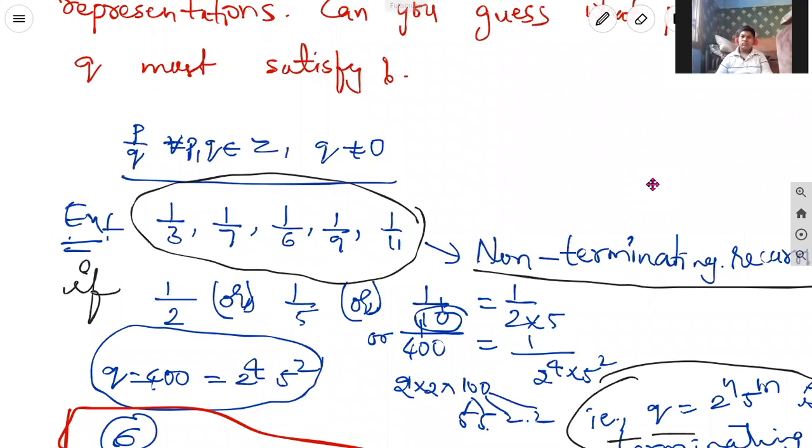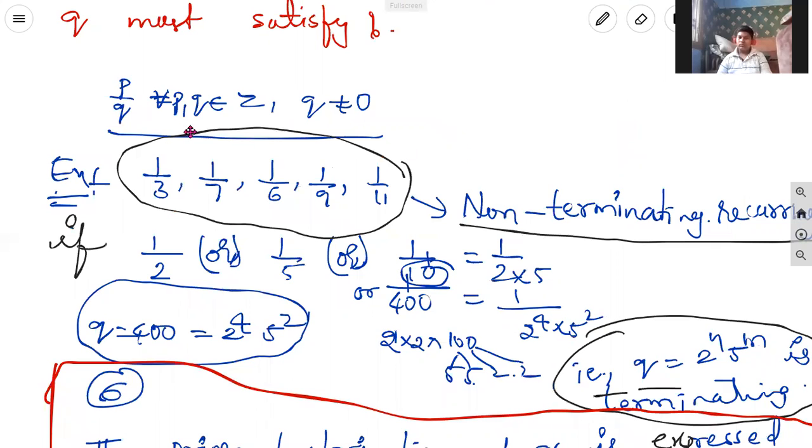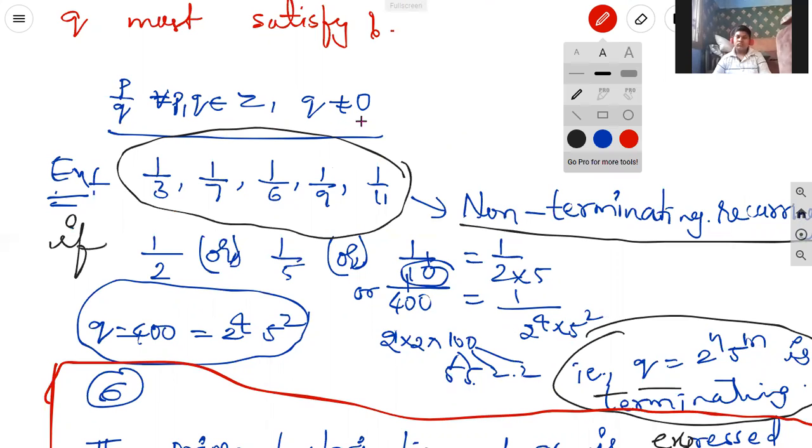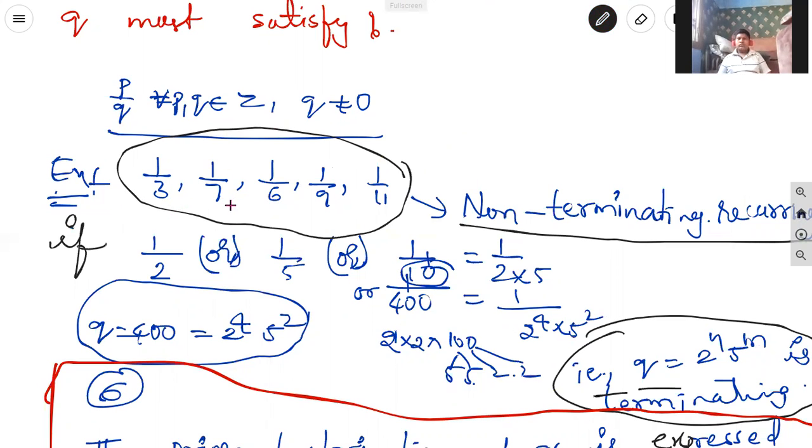The rational numbers can be expressed in the form of p by q, where p and q both belong to Z and q should not equal 0. In this, I am taking some examples: 1 by 3, 1 by 7, 1 by 6, 1 by 9, 1 by 11. Observe in the denominator, 3, 7, 6, 9, 11, these are non-terminating and recurring decimals. Already we discussed in previous classes, if 7 is there, it's non-terminating, the number has the bar.